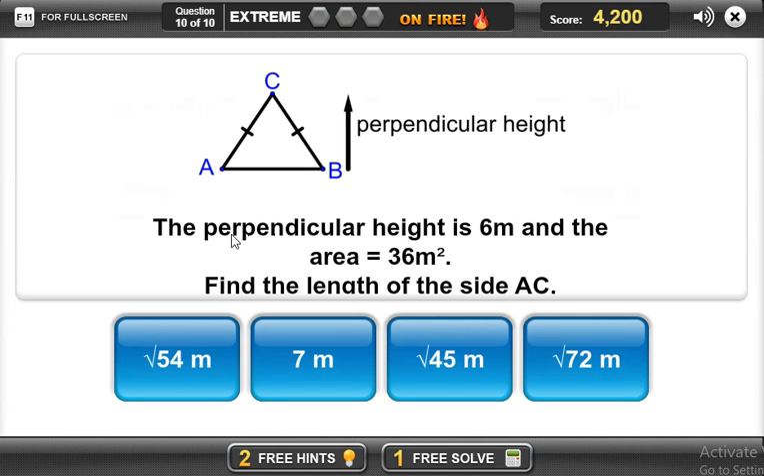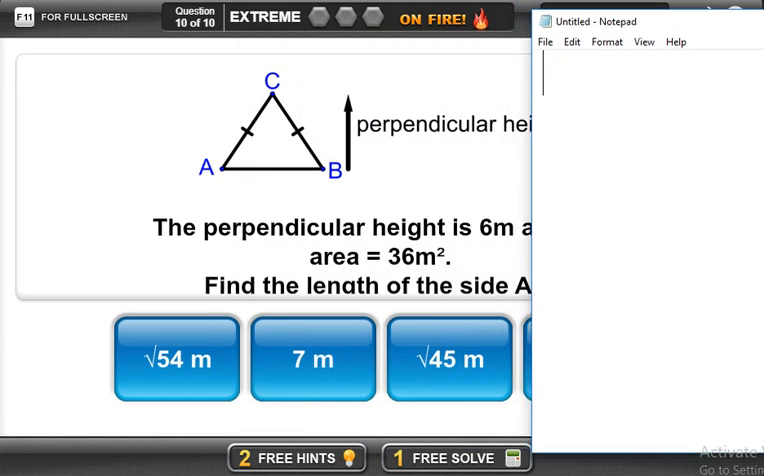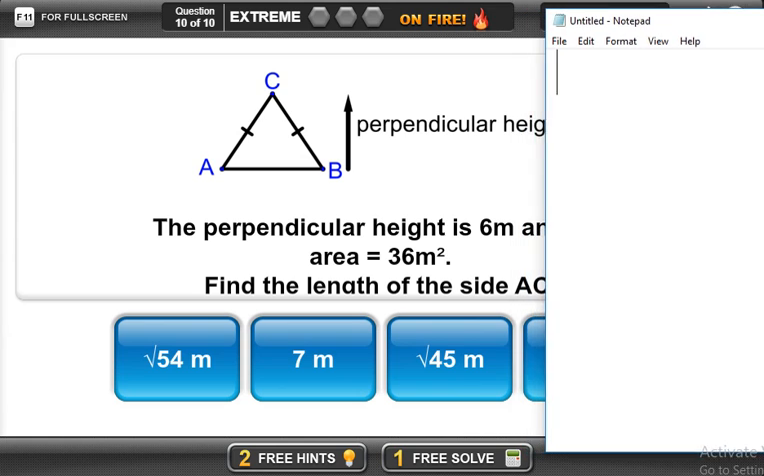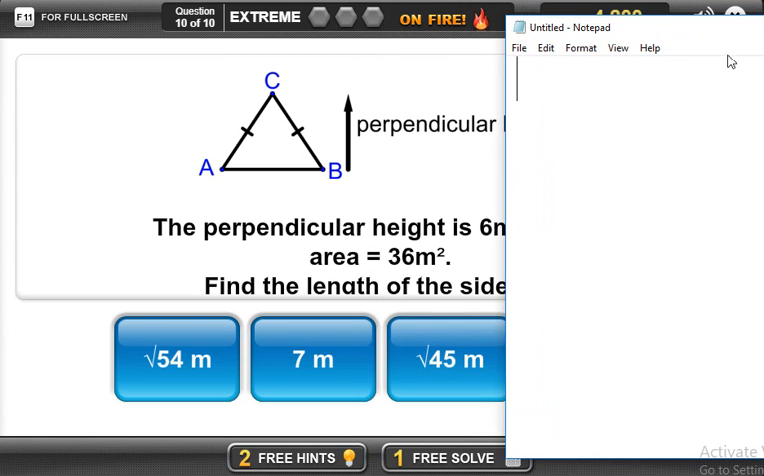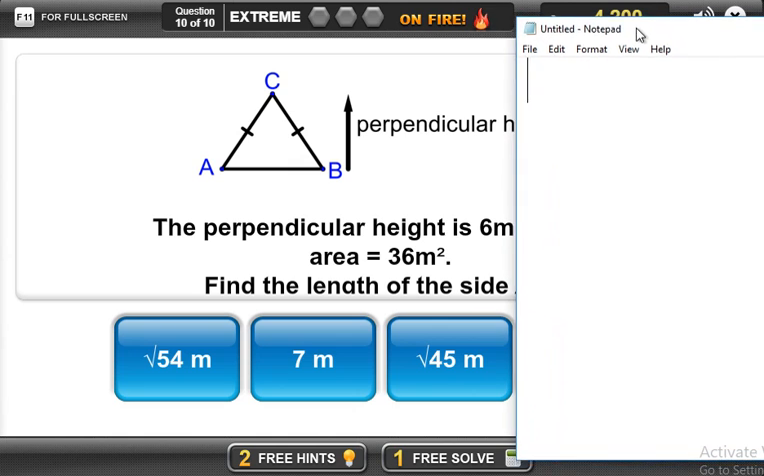Alright, perpendicular height is something slightly different. We're on fire here, as we can see. This is quite awkward. Okay, so we're given an area. Let's bring up Notepad to help us out here a little bit. Okay, so what we've been given here is an area of 36 meters squared and a height of 6 meters.